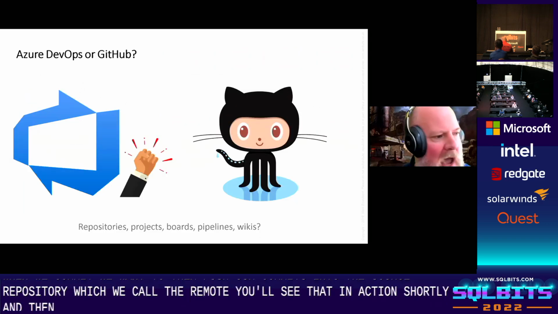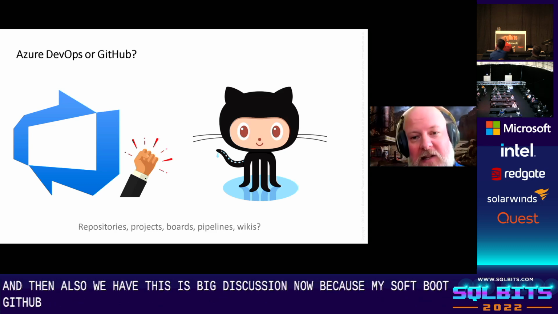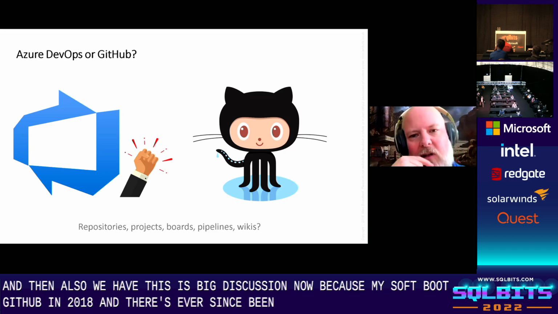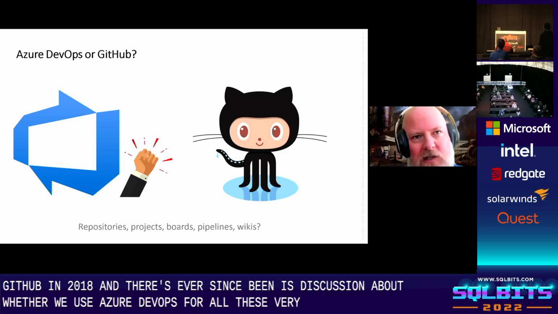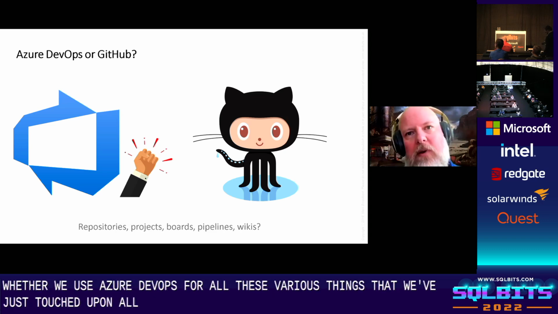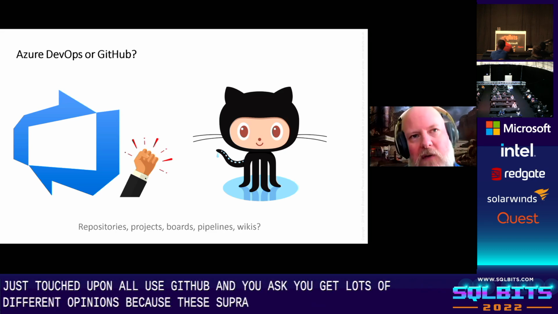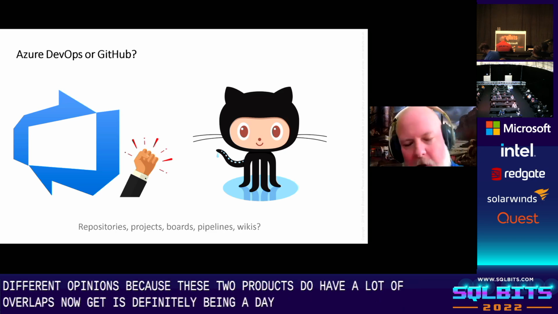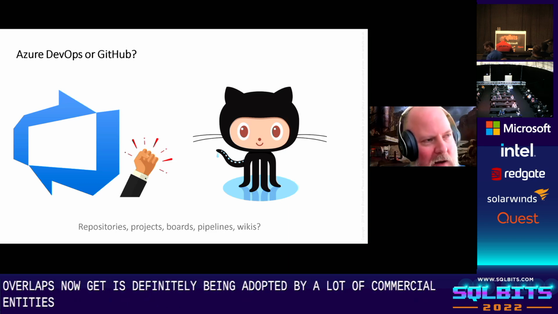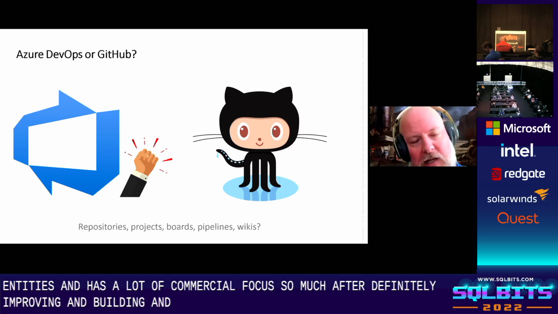And then also we have this big discussion now, because Microsoft bought GitHub in 2018, and ever since there's been this discussion about whether we use Azure DevOps for all these various things that we've just touched upon, or we use GitHub. Depending on who you ask, you'll get lots of different opinions, because these 2 products do have a lot of overlaps now. GitHub is definitely being adopted by a lot of commercial entities and has a lot of commercial focus. So Microsoft are definitely improving GitHub and building in a lot of the functionality.